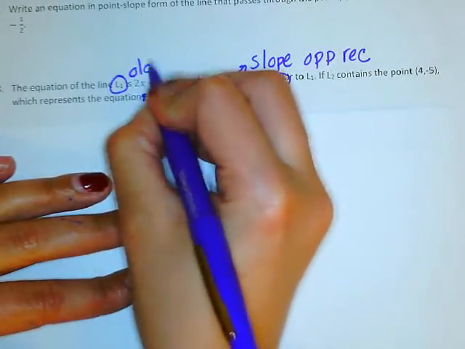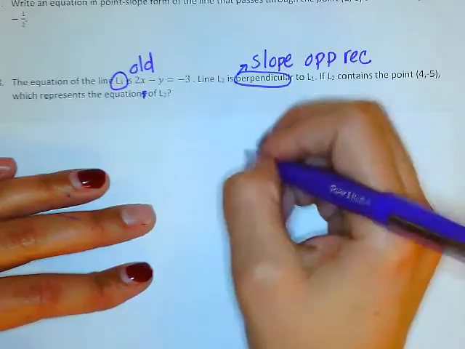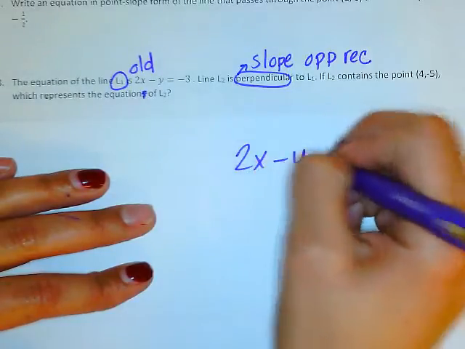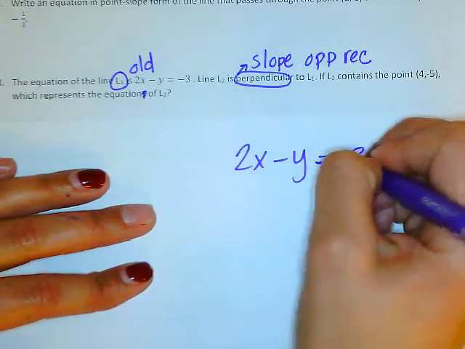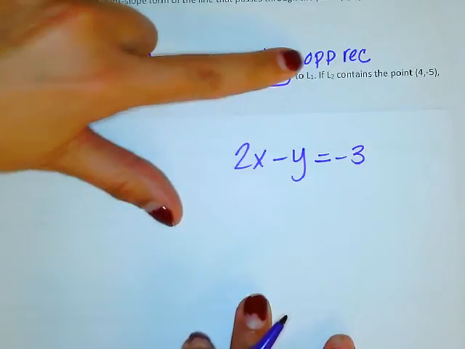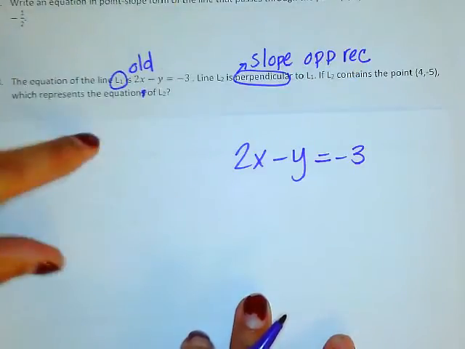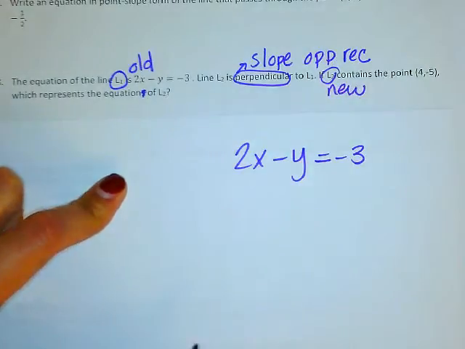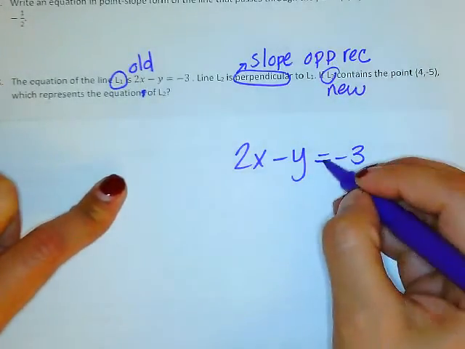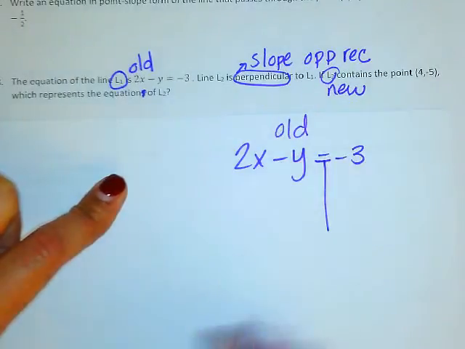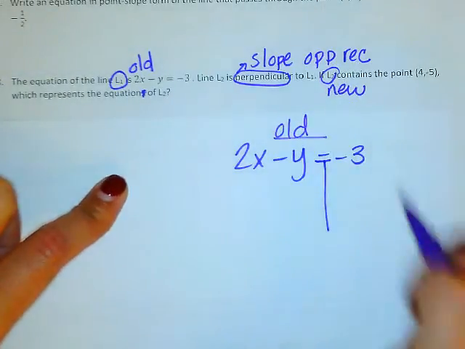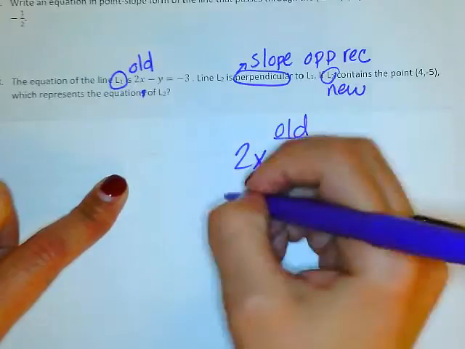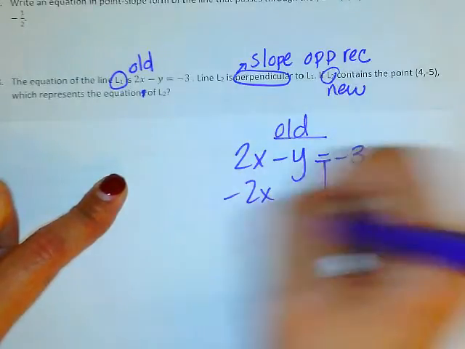Okay, and they give us one line. L1 is like the old line, the first line. So L1, I'm going to put it right here. And I'm going to need to get the slope of it so I can do the opposite reciprocal in order for me to get the new line, L2. Okay, so the first thing I'm going to do to the old line is change it to y equals mx plus b so I can know the slope.